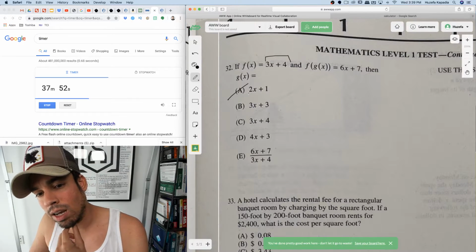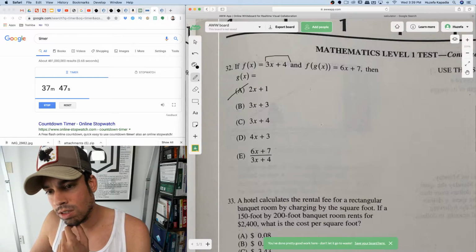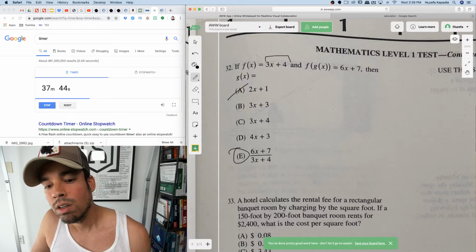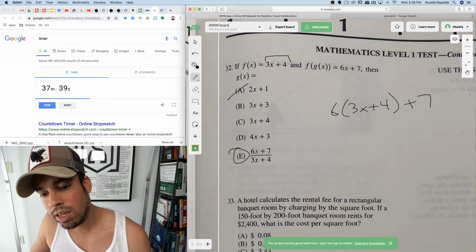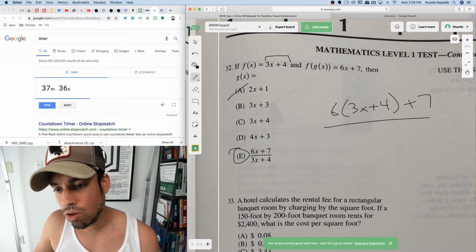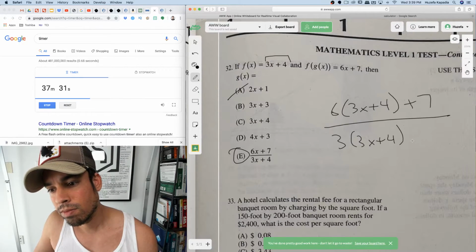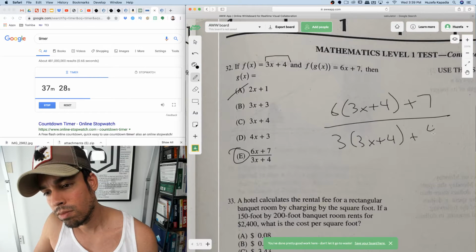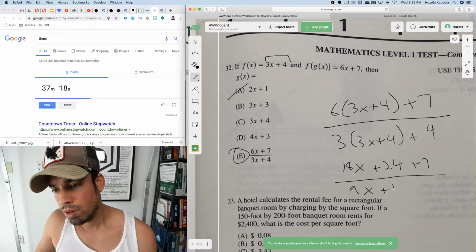None of these will work. It's got to be this one. It's got to be E. Now let's prove it. So 6 times 3x plus 4 plus 7. You see how I'm just taking this and I'm plugging in this whole function for the x's over 3 times. And this becomes 18x plus 24 plus 7 over 9x plus 12 plus 4. What?